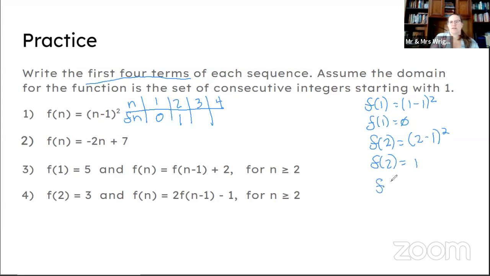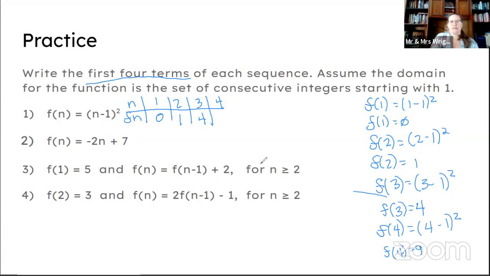Okay. F of 3, our next term, f of 3 is 3 minus 1 squared. Let's think about this. 3 minus 1 is 2. 2 squared is 4. Oops, didn't mean to write that, 4. All right, and our last term here, f of 4 is 4 minus 1 squared. 4 minus 1 is 3. Squared is 9.